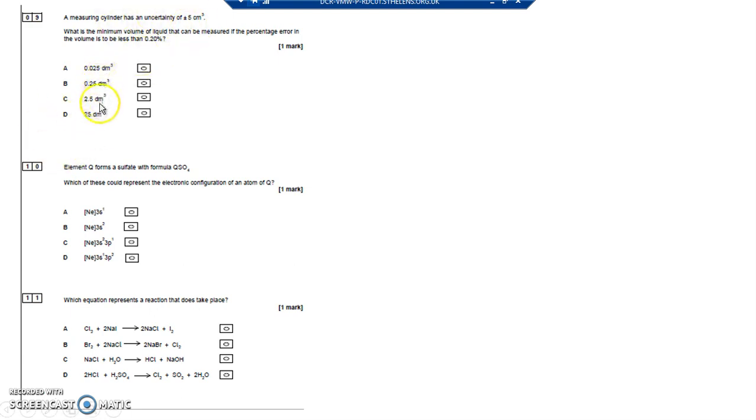The problem is that each of these volumes are in decimetre cubed, so we need to convert these into centimetres cubed. To convert a large unit value like a decimetre cube down into a centimetre cube, you multiply by 1,000. So 0.025 decimetre cubed is 25 centimetre cubed, 0.25 decimetre cubed is 250 centimetre cubed, 2.5 decimetre cubed is 2,500 centimetre cubed, and 25 decimetre cubed is 25,000 centimetre cubed.